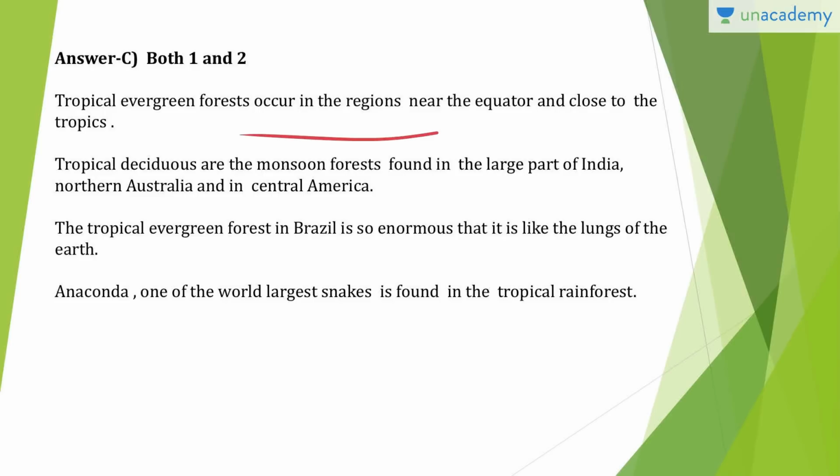Tropical evergreen forest occurs in the regions near the equator and close to the tropics. And tropical deciduous are the monsoon forests found in a large part of India, northern Australia and in Central America. And the anaconda, one of the largest snakes, is found in the tropical rainforest.